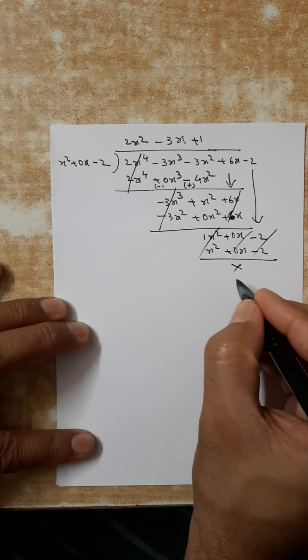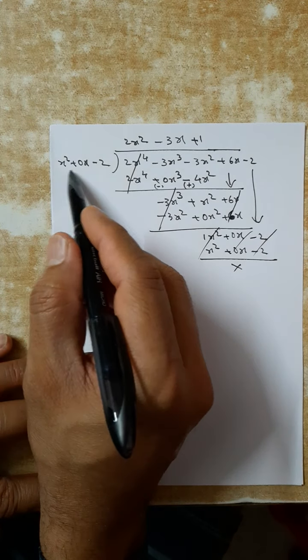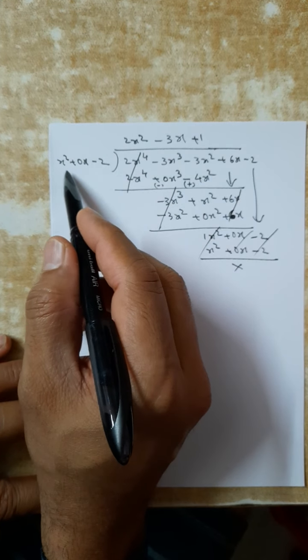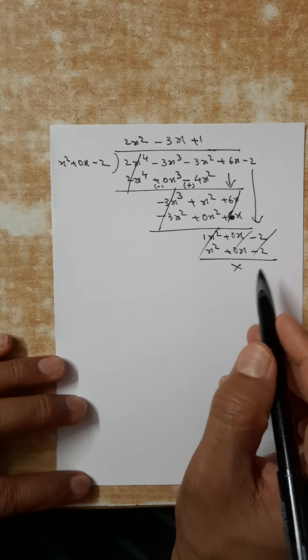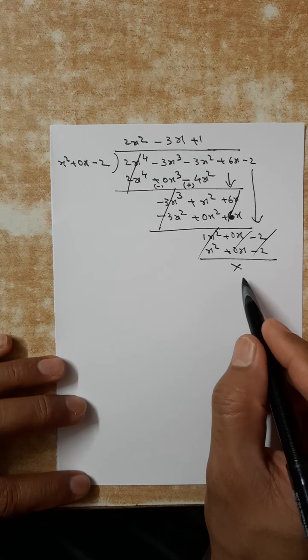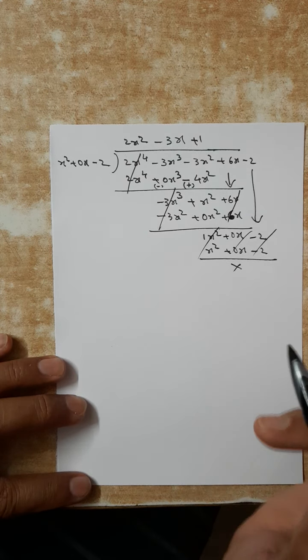Everything cancelled down. Remainder must be 0. Why? Because we know that this one is a factor. Since it is a factor, we have to reach this stage, that is remainder 0. By chance, if the remainder is not 0, we have to check once again, because we are sure that it is a factor, so remainder 0.